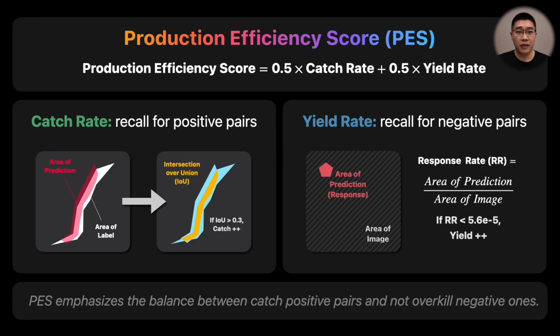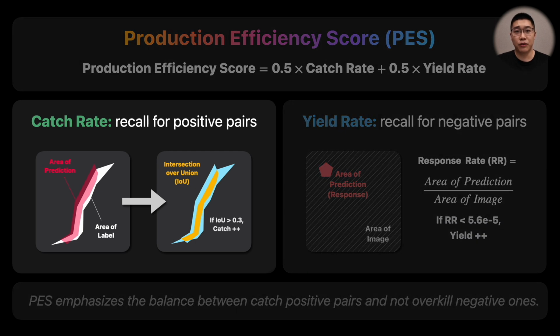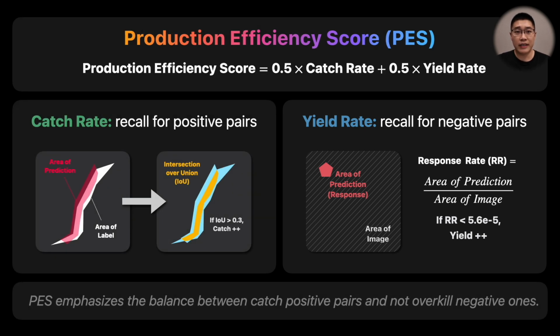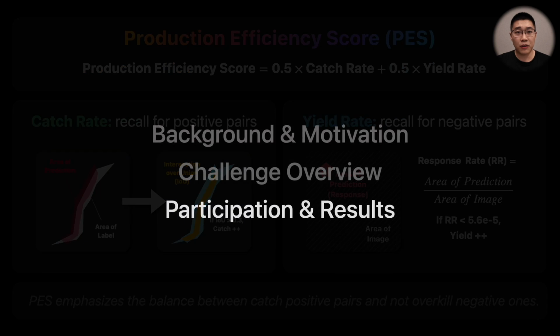For the evaluation part, we developed the Production Efficiency Score, or you can call it PES, to reflect challenges in the industry. This metric balances 2 key aspects, the catch rate for positive pairs and the yield rate for negative pairs. Catch rate measures successful defect identification with IOU above 0.3, while yield rate assesses correct handling of non-targeted items. By combining these scores, PES emphasizes the dual importance of accurately detecting defects and avoiding overkills, mirroring the complexity of actual production environments. Next, let me hand over the stage to Andy.